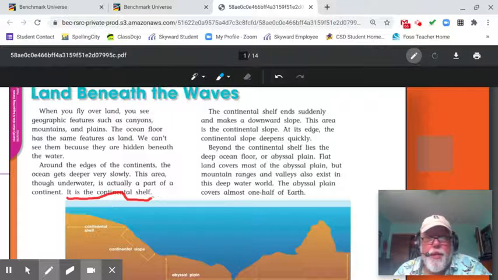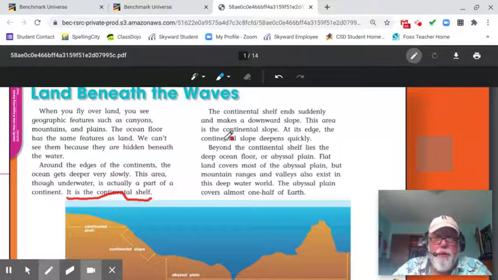The continental shelf ends suddenly and makes a downward slope. This area is the continental slope. At its edge, the continental slope deepens quickly. So again, this paragraph would be about the continental slope.